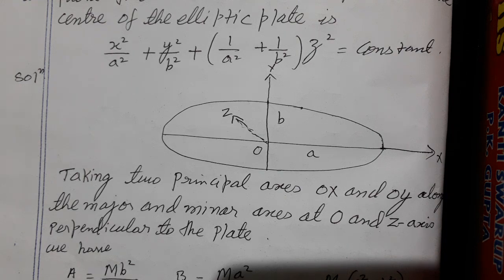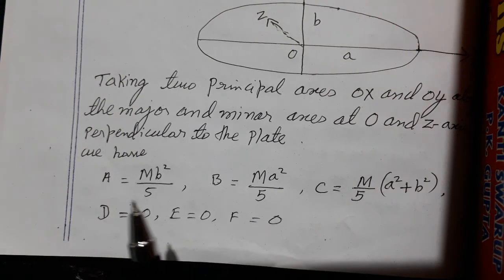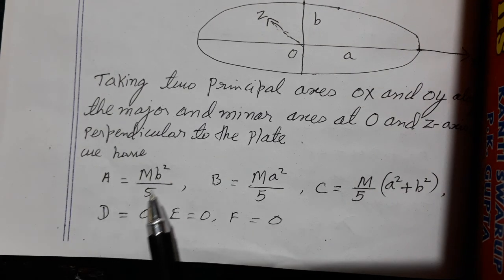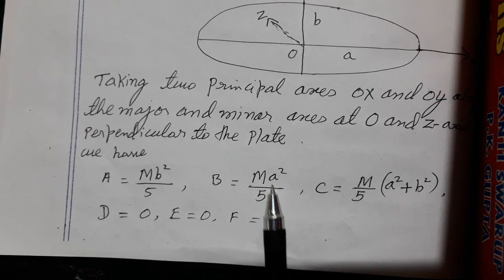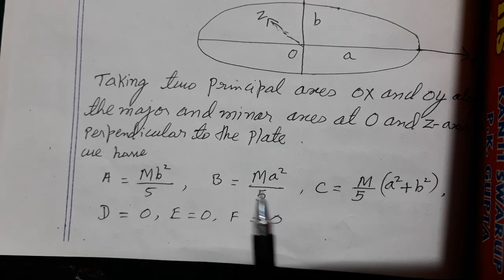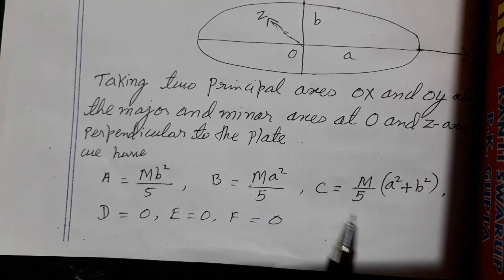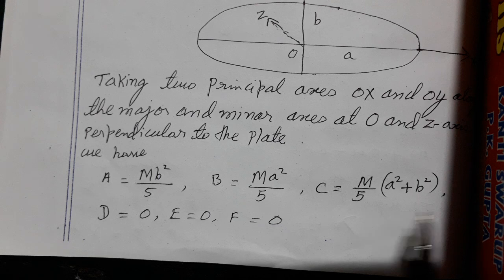We already know the moment of inertia about the x-axis is mb squared by 5, and the moment of inertia about the y-axis, that is ma squared by 5. To find the moment of inertia about the z-axis, we can apply the perpendicular axis theorem: it is the moment of inertia about the x-axis plus that about the y-axis. So we get m by 5 times a squared plus b squared.